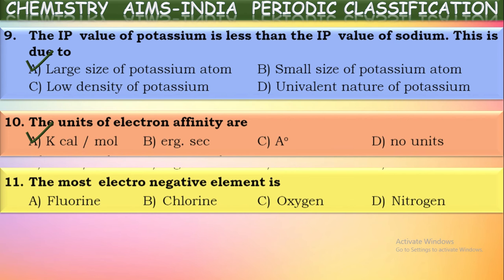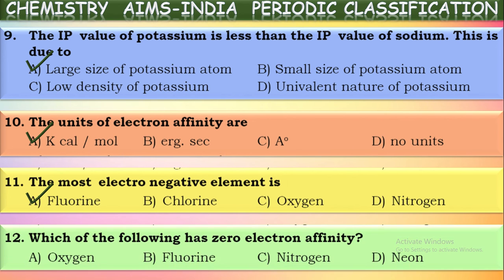Next, the most electronegative element in the periodic table among the given options. We know in a period from left to right, electronegativity increases till the halogens. So halogens have the greatest electronegativity. Even among halogens, from top to bottom, electronegativity decreases as size increases, and hence the first halogen element has the greatest electronegativity. What is the first halogen element? That is fluorine. So fluorine has the greatest electronegativity.